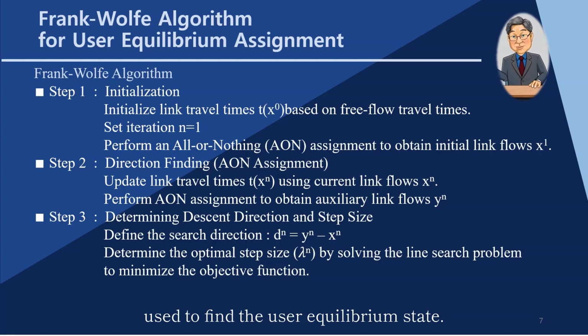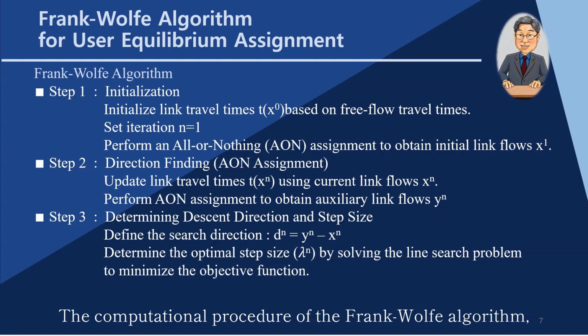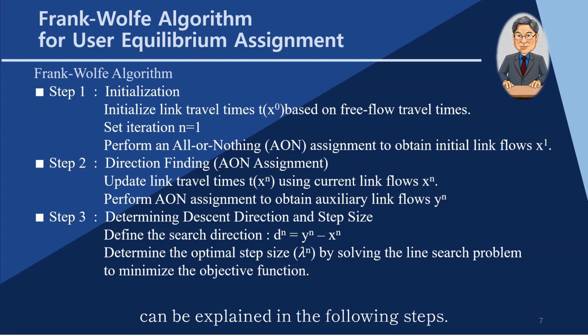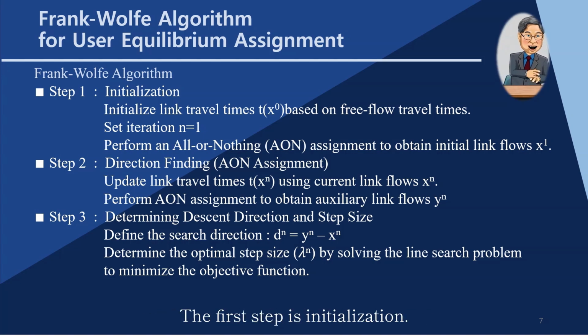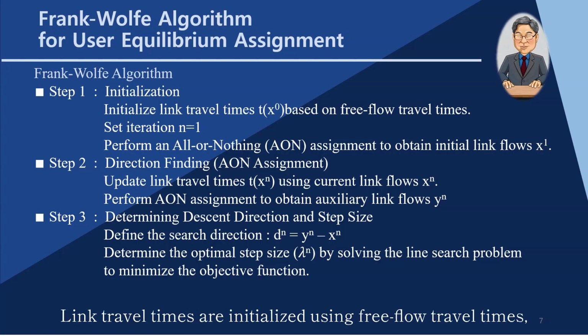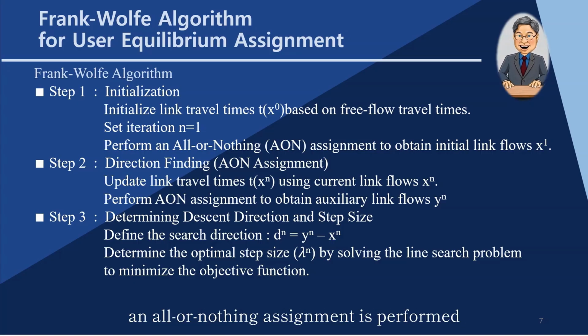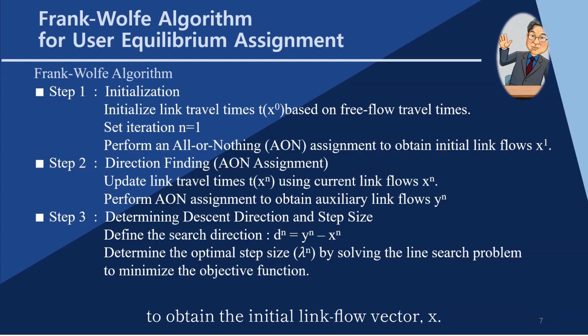The computational procedure of the Frank-Wolfe algorithm, originally proposed in 1956, can be explained in the following steps. The first step is initialization. Link travel times are initialized using free-flow travel times, representing uncongested traffic conditions. Based on these initial travel times, an all-or-nothing assignment is performed to obtain the initial link flow vector x.